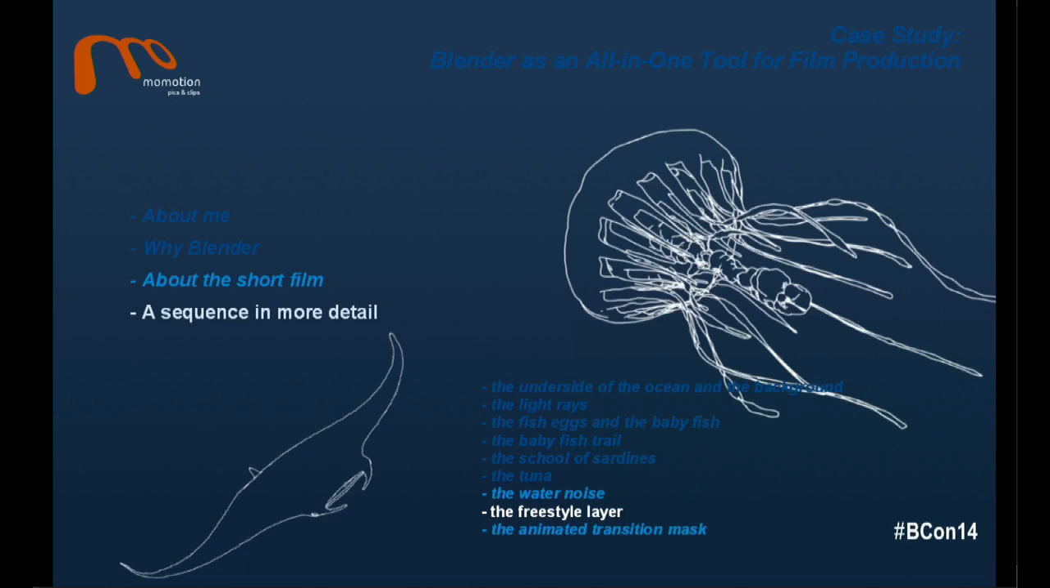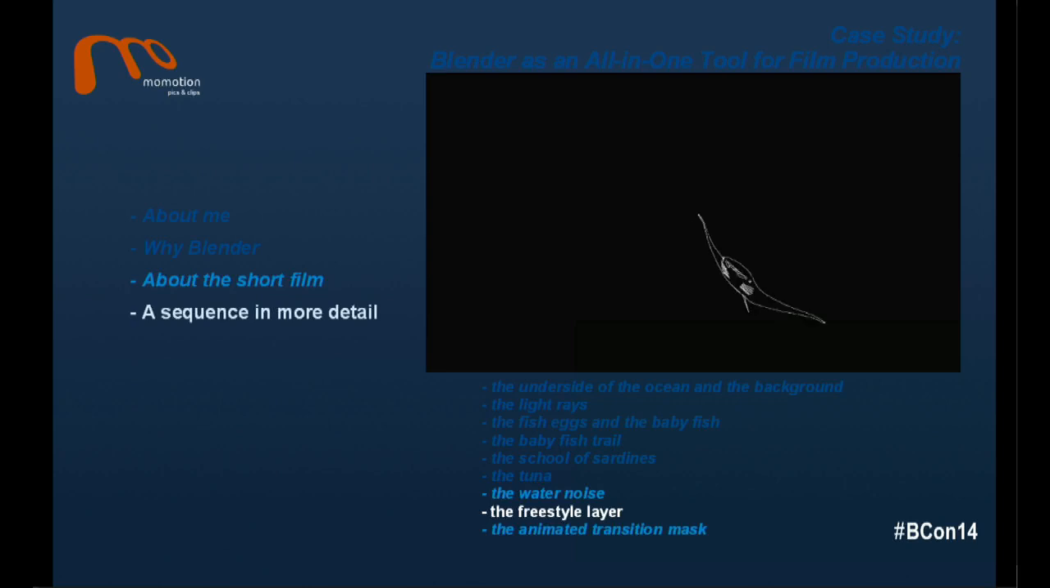The freestyle layer. Apart from the intro and outro, there are superimposed outline animations throughout parts of the film for a storytelling reason. For these outline renders, the newly introduced freestyle feature came in handy. The option Mark Freestyle Edge, together with the edge type settings, gave me good control over which contour of a mesh would be drawn and which wouldn't.